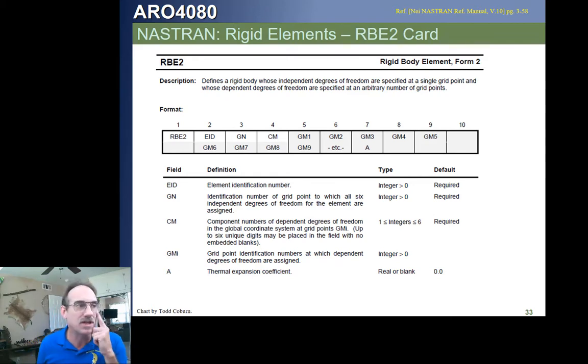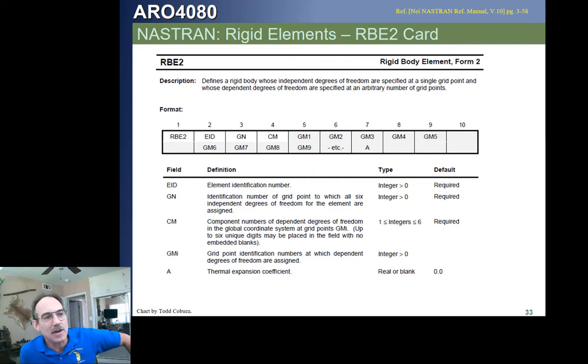freedom it's given. The way it works is you call out the card. This is RBE2. Given an element ID, that would be 1. That would mean you're calling out that element, right? And then this is the grid, the first grid point in field 3, that's the grid point that's independent. What that basically means is whatever that node does is going to be tied to all the nodes that follow it. This is like the leader of all the grid points. Grid 3 is the leader, or the independent, the one that can do whatever he wants.